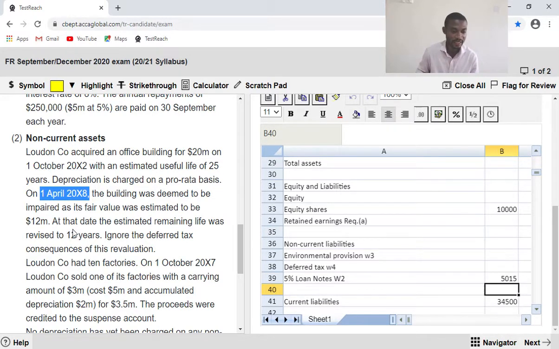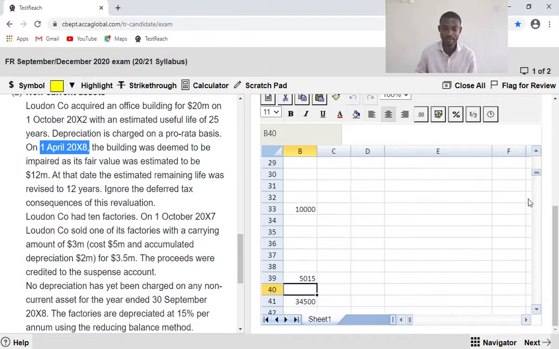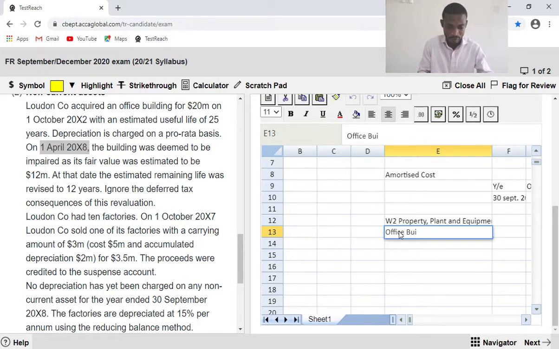Now, it went on to say that at that day, the estimated remaining life was revised to 12 years. Ignore deferred tax on the consequence of this revaluation. Good. So let's deal with the office building, then we come back and deal with the factory so that we don't miss out. So what I will do is go to my workings up here and say workings number two, and I'll call it property. You always keep it simple, property, plant and equipment as your main heading, and then under it I can have the office building.